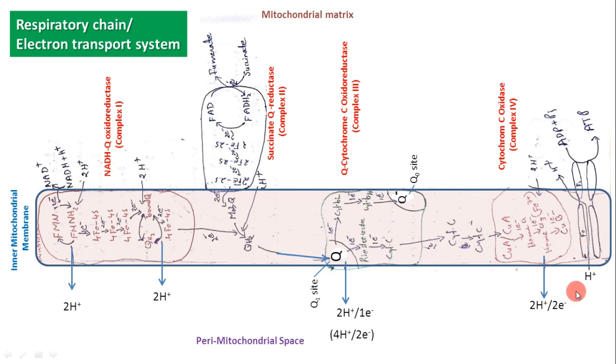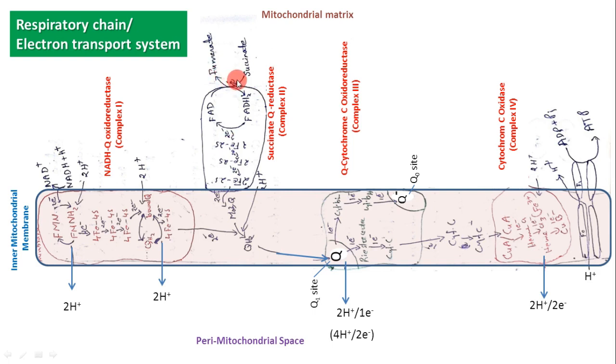Apart from that, per pair of electrons, one water molecule is also formed. The H plus ions required for the formation of water molecules are taken from the mitochondrial matrix. So the net result of this electron transport is that more than 10 H plus ions are pumped into the perimitochondrial space from the mitochondrial matrix.